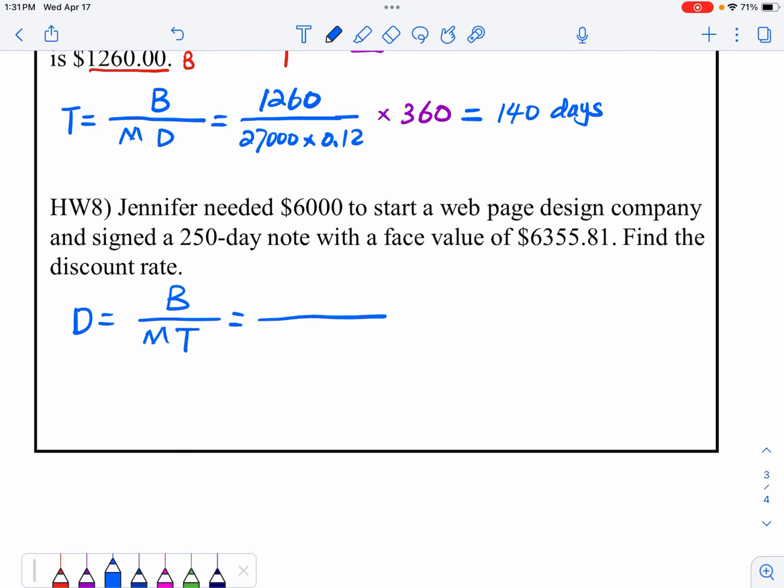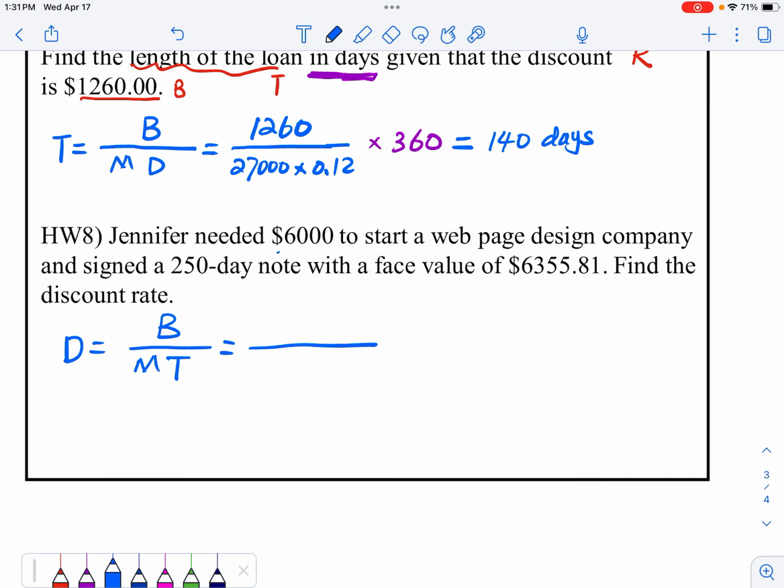And B is the discount. What is the discount here? Just think about it. Jennifer will need this much, right? And this is the face value that she signs, that the note has. So basically she'll pay back this one, she gets this one. So can you figure out how much the discount is? In other words, how much the bank actually earns, right?